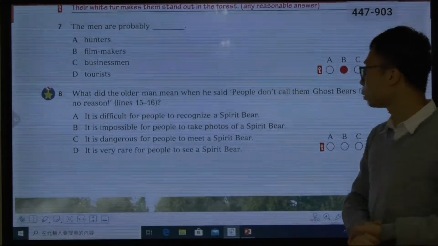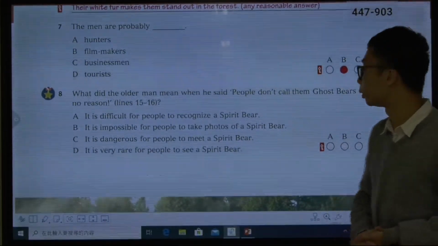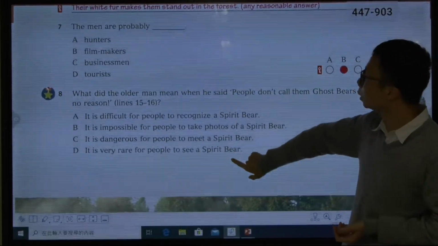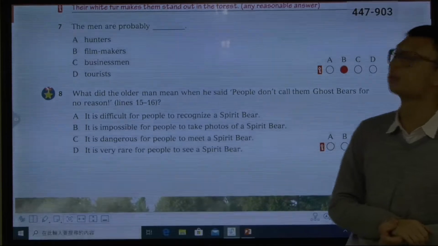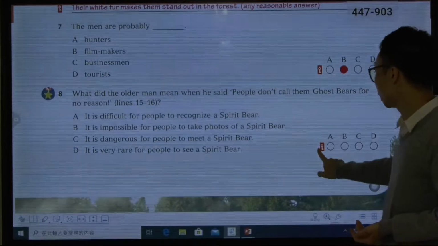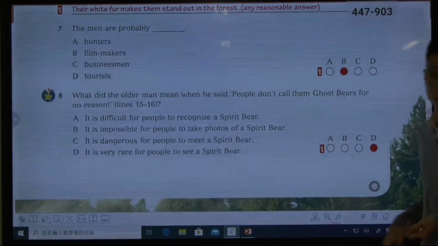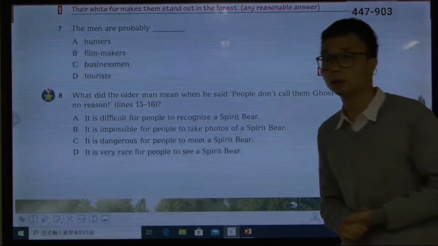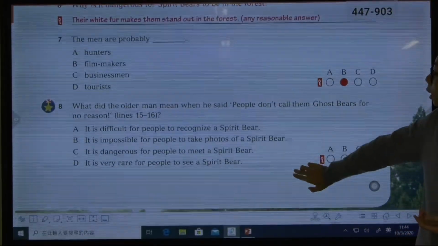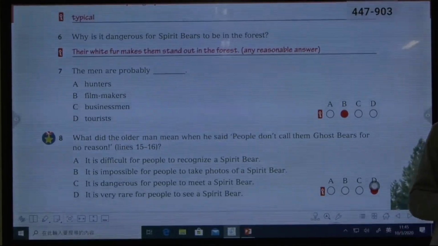Is it dangerous to meet a ghost? Just think about it right here. No, I don't think so. I never heard of a ghost hurting people, or is this not a common understanding? Or lastly, how about this one? Is it rare for people to see a spirit bear? Is it rare to see a ghost? Well, I think it is. So when I think about this one, I think this is the most likely answer, so D. This one requires you to think about it a little bit more. But okay, now we go back to page 5, and we do some answer checking for text 1.